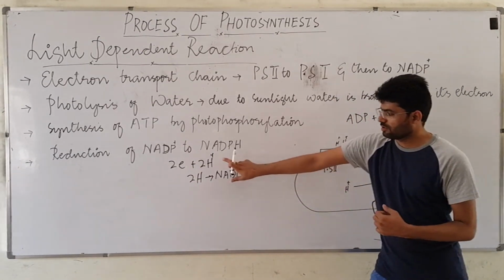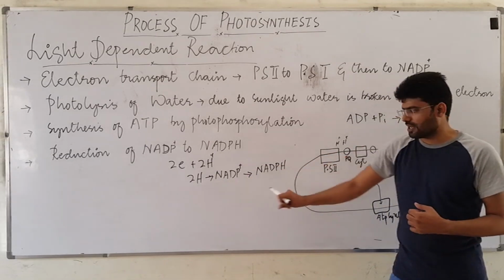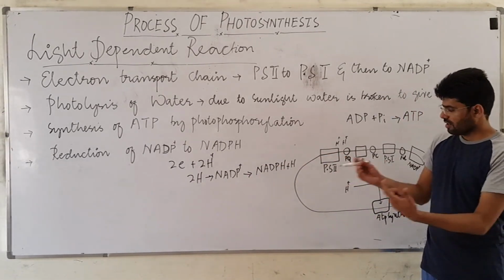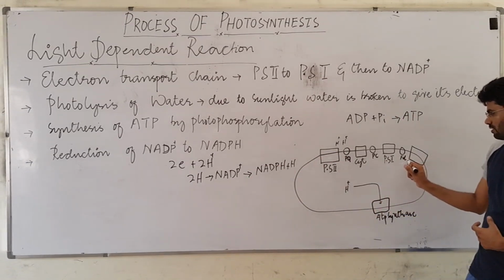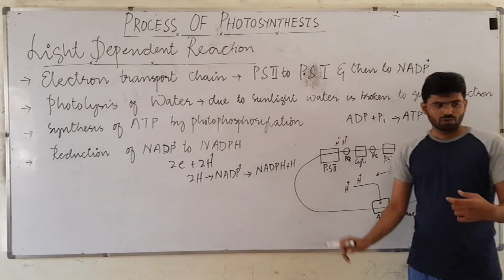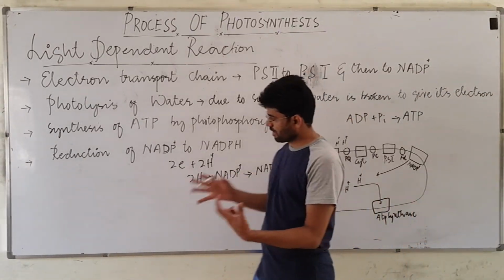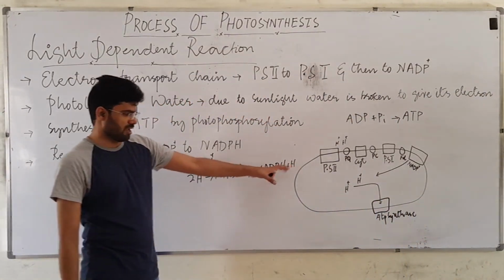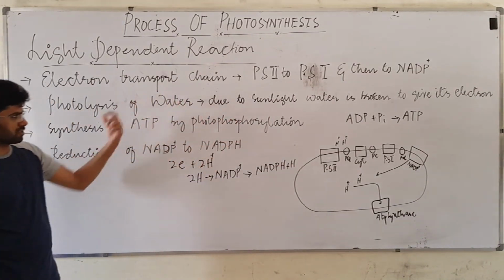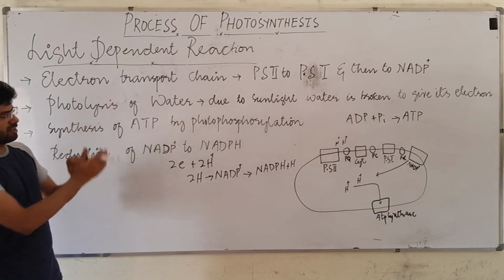The other proton, which was not used by NADP plus, stays in the stroma. As I said, this 1 proton will move here to make the accumulation of H plus ions in a better way. So this is an overview of the photosynthesis light-dependent reaction.